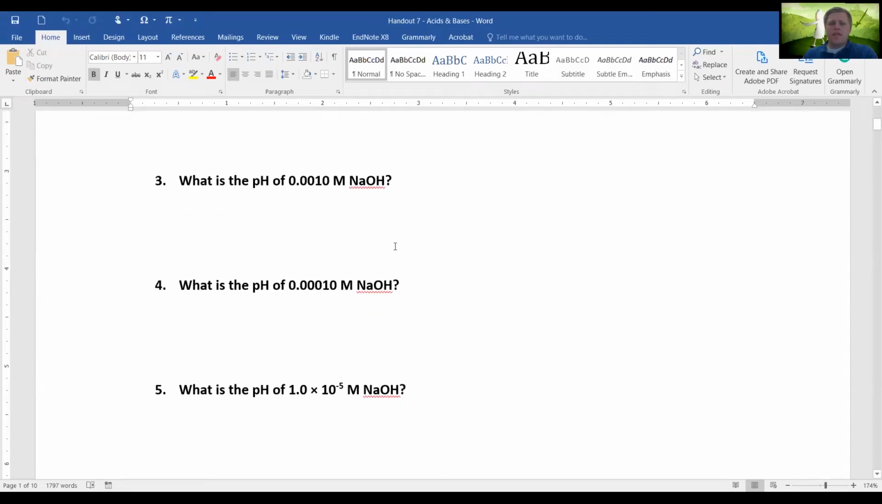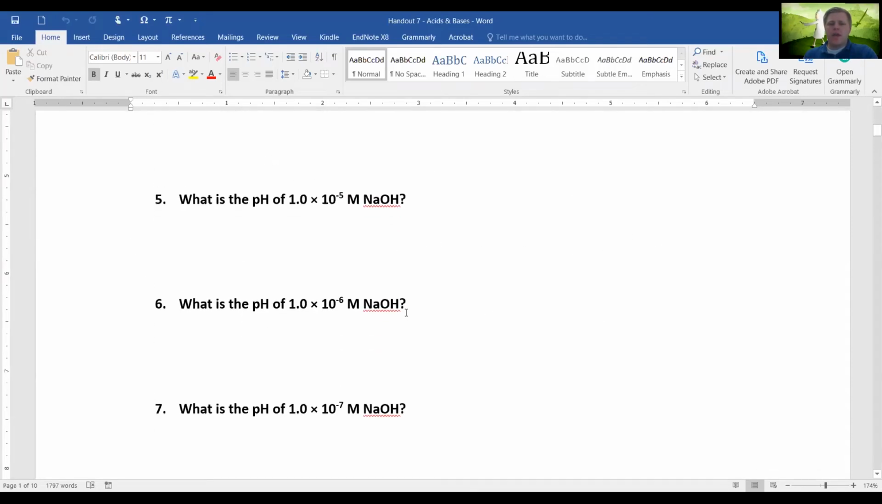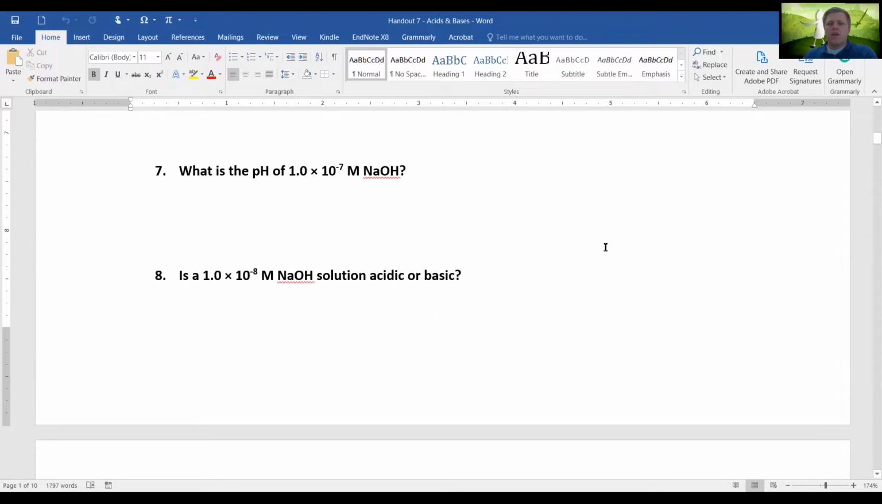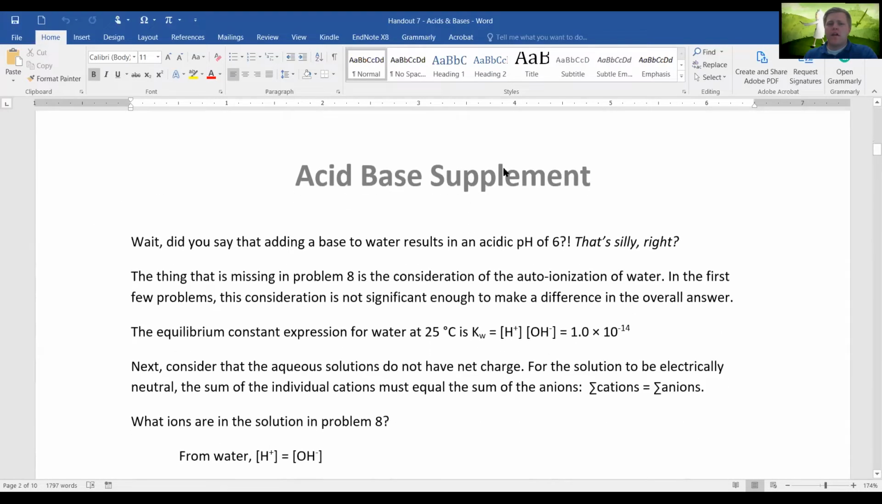What you're going to do with this handout is work through this first page like normal. Then you may discover you've made some weird mistakes. And then on the second page, it'll explain to you how to correct those mistakes or how to correctly calculate the pH under those circumstances. Okay, if you have any questions about that, let me know.